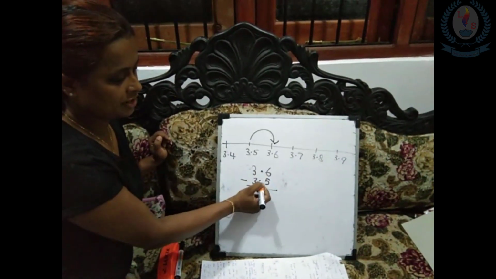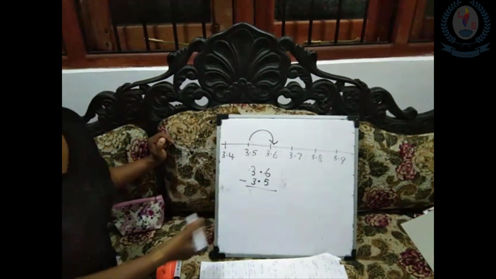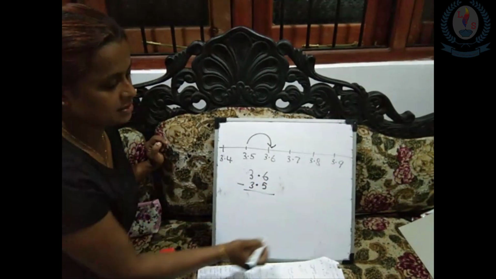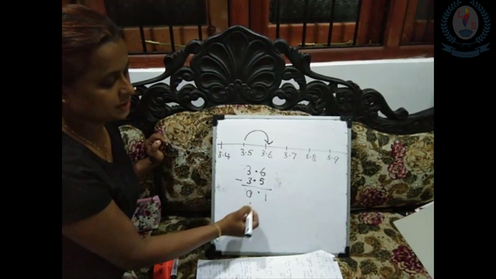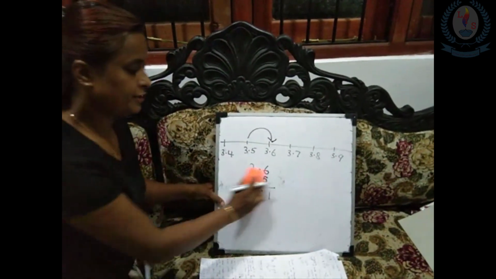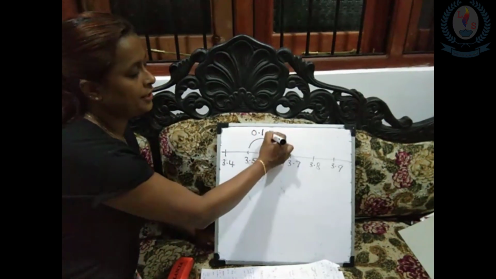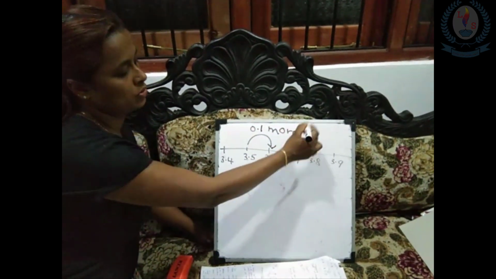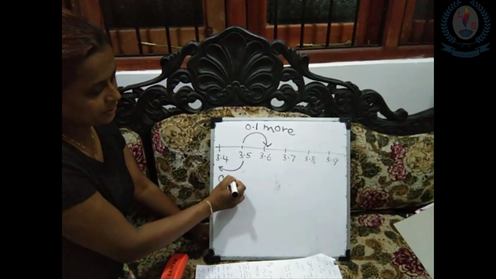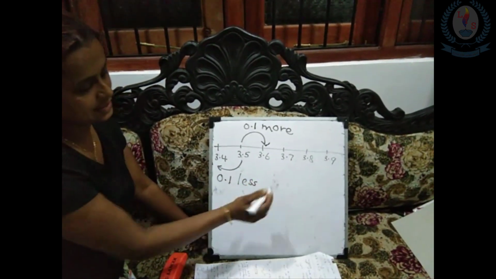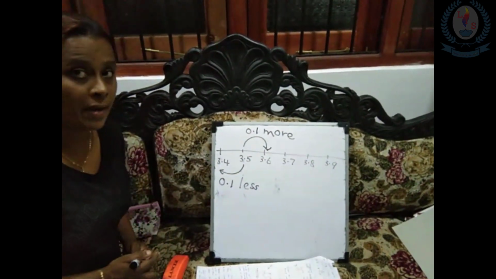Remember, when we subtract or add decimals, we should keep the decimal point in the same line. 6 minus 5, 1. 3 minus 3, 0. The difference is 0.1. So this side, 0.1 more. And from here to here, 0.1 less. This side we can count on. This side we can count back.